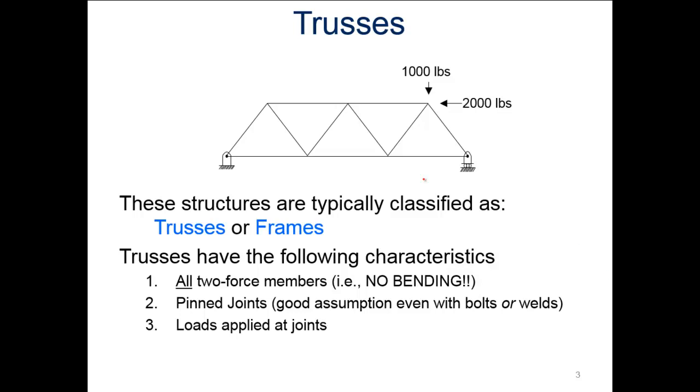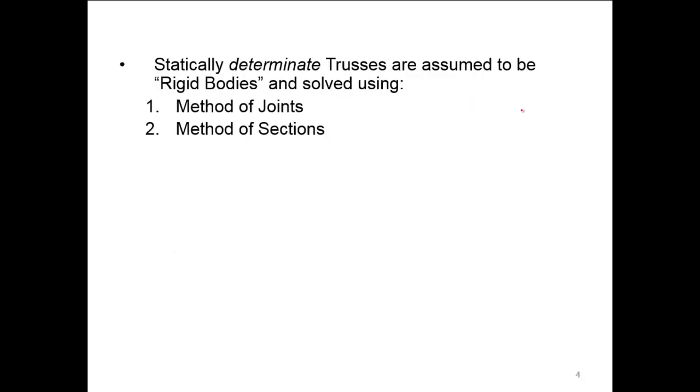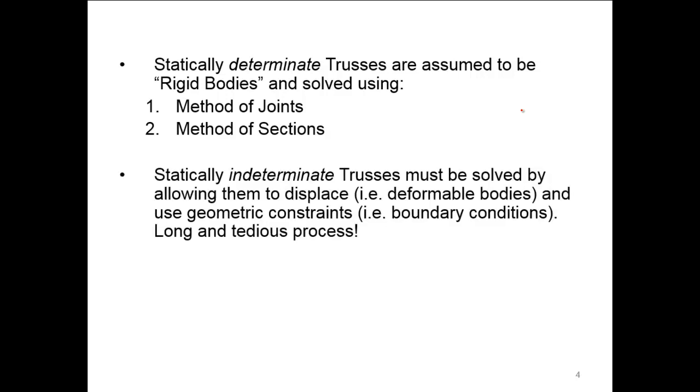And you can see here we have a pin joint up here on the left, and we have a roller joint here on the right. And loads are applied at the joints, such as we have here with the 1,000 pounds and the 2,000 pounds. So statically determinate trusses are assumed to be rigid bodies and solved using method of joints and sections. This is something you learn in statics, so relatively something we can do by hand calc relatively easily.